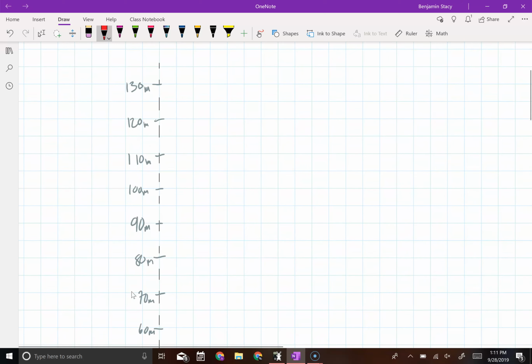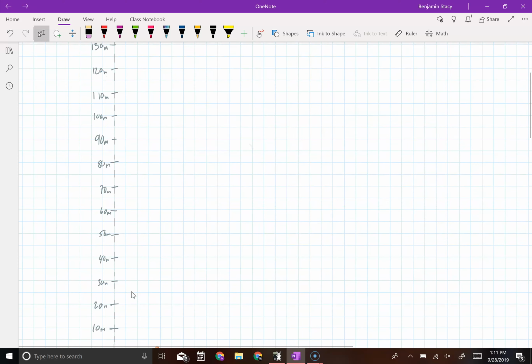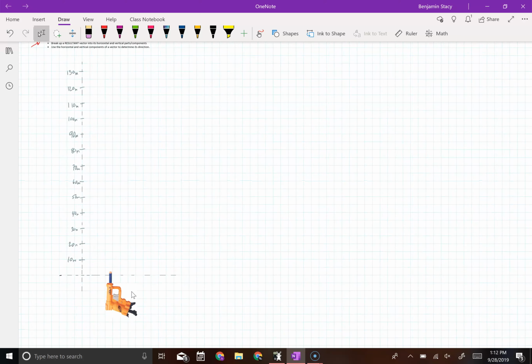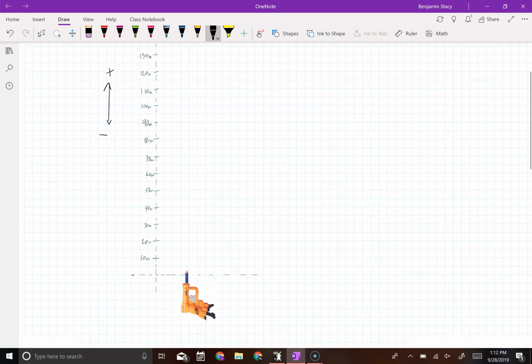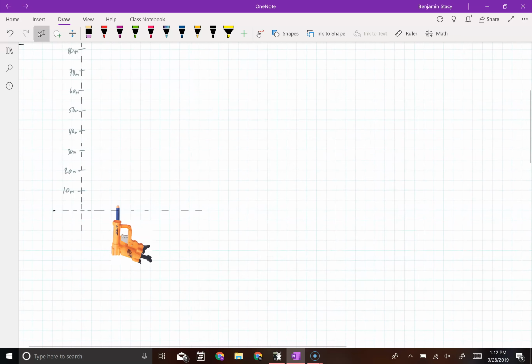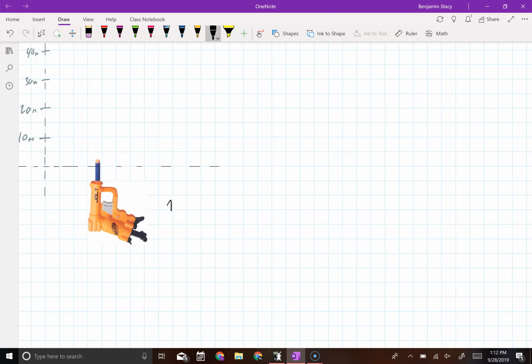So we'll start with an example just of visualizing vectors. I've got our Nerf gun and dart, just like we used in the exit velocity lab to determine how quickly the dart was leaving the dart gun. I'm going to define my directions real quick. I'm going to say up is positive and down is the negative direction. That's important. And for the sake of argument and to make the numbers easier, I'm going to say the exit velocity or initial velocity of the dart is going to be 50 meters per second.